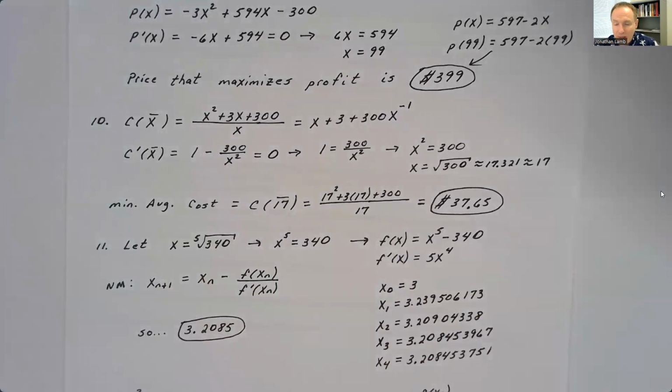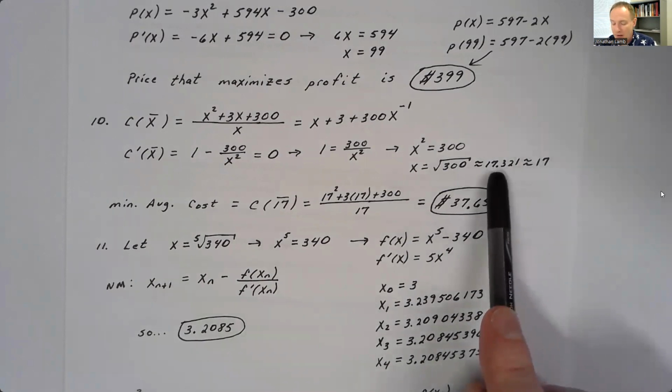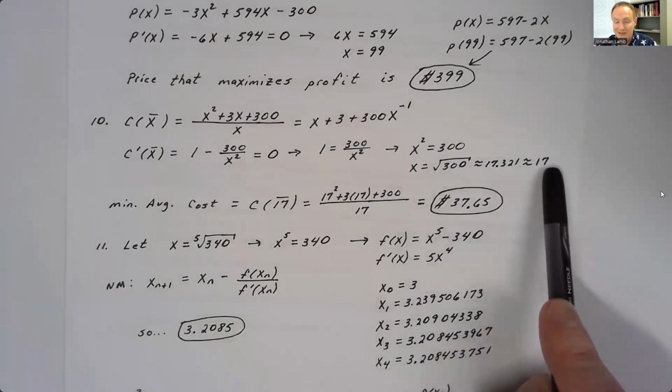Now, it does not make sense within the context of this problem to say the minimum average cost occurs when 17.321 items are made, because you can't produce and sell 17.321 items. You need to produce a whole number of items. So you can just round to the nearest number. The minimum average cost is going to occur when 17 items are made.